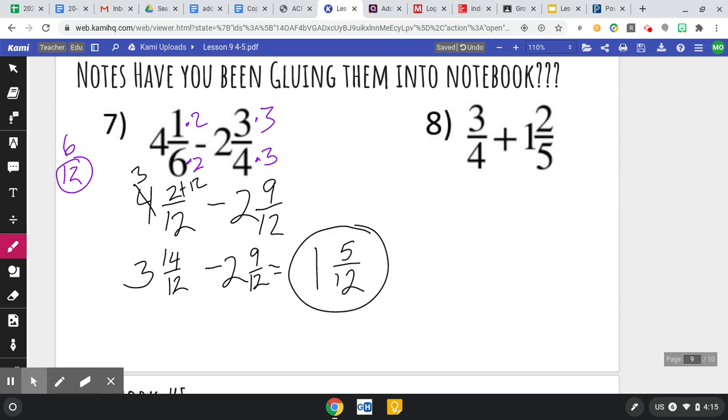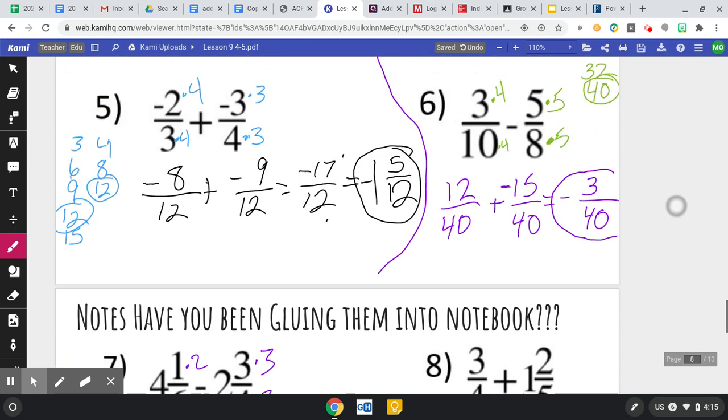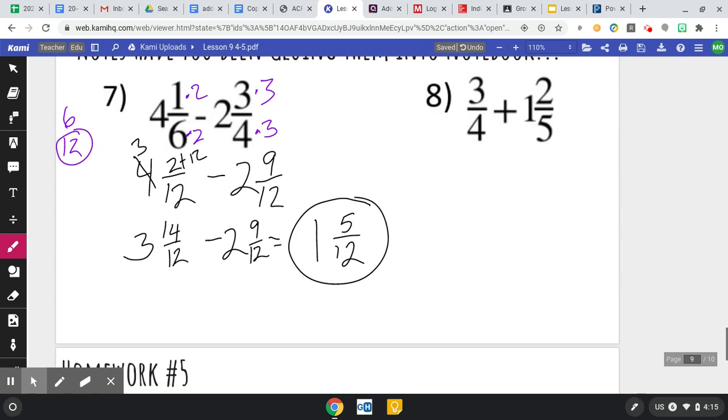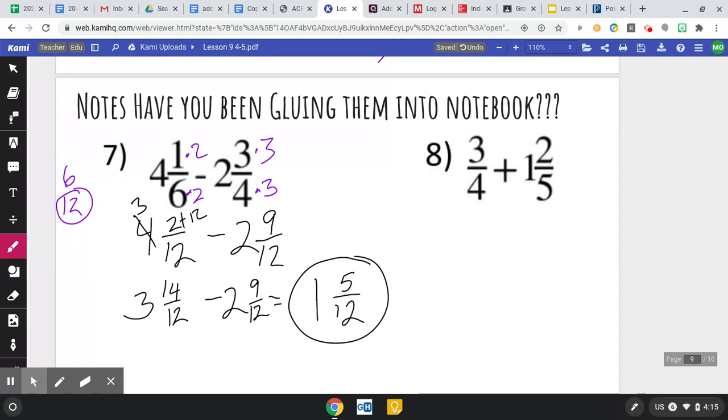All right, I want to go back and check something real quick. So if you have that, pause it. All right. Yep, I did that one right. Just double checking. Never a bad thing to double check your work.